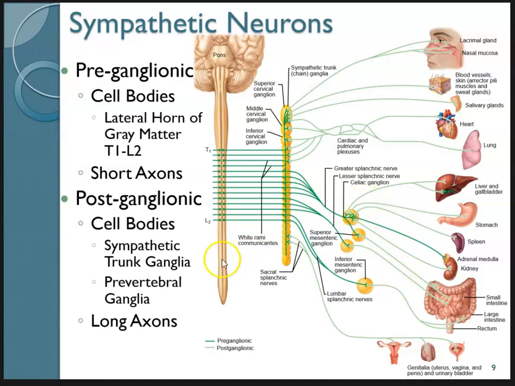Okay, so it's going to be trunk ganglion. This sympathetic trunk is found very close to our spinal cord. It's very close, just outside the vertebrae itself. While the other set that supplies the abdominal organs is going to be called prevertebral ganglia. So this is within our abdominal organs. We'll talk about it in a second.